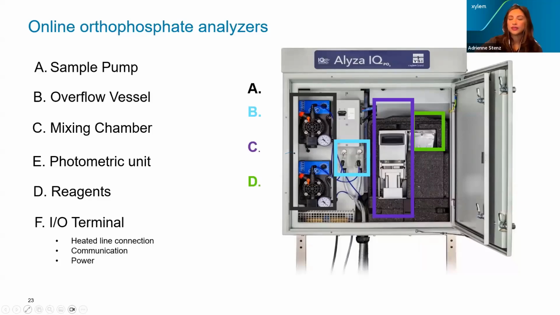Once the sample gets mixed with reagents, it gets pushed to a photometer that's behind this housed styrofoam measuring unit to analyze the absorbance and spit out a concentration. The things you can't see here are the intake and drain lines, the power lines, and communication. So these can communicate to SCADA via 4 to 20 milliamp, Ethernet, or Modbus or Profibus.